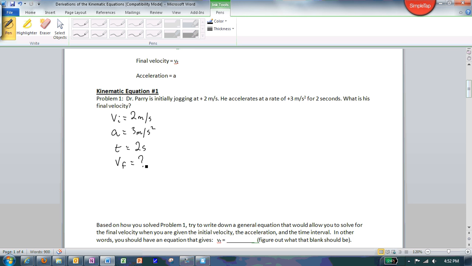Now, if we just think about the basic idea of acceleration, we can figure out that his initial speed is 2 meters per second. The idea with acceleration is that he is gaining velocity at a rate of 3 meters per second every second that passes. He does this for 2 seconds. So after the first second, he'd be going 5 meters per second. After the second second, he'd be going 8 meters per second.